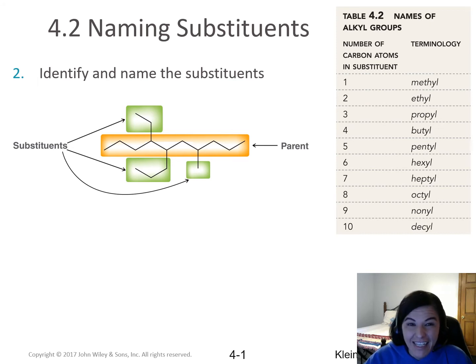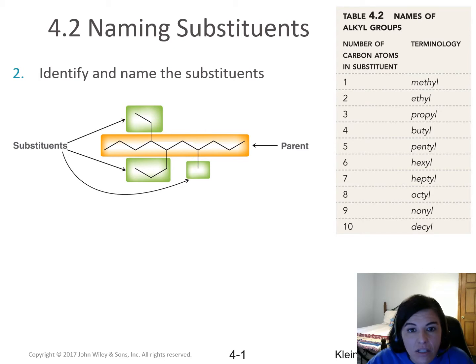All right. Now that we've figured out our parent chain and how to determine our parent chain, the next step in naming our molecule is to identify the substituents. These are all of those little branch points that are coming off of the parent chain, as we see here below. To name these, we simply take the number of carbons in each one of these branch points and replace the ANE of the parent chain name with the letters YL.